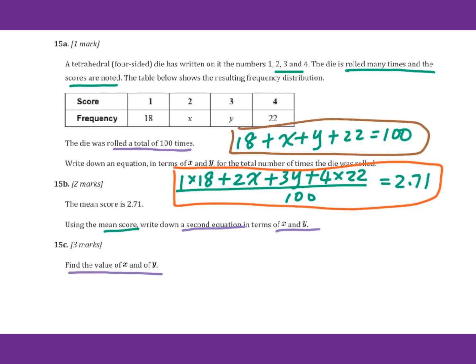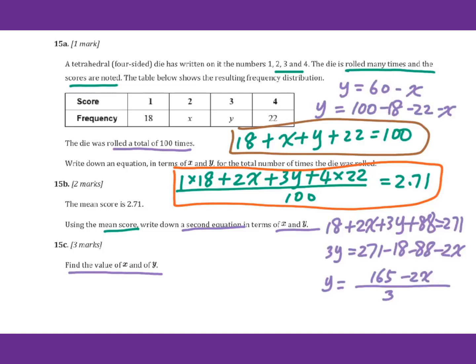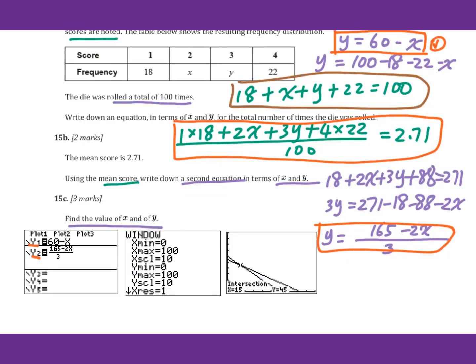15C, find the value of x and y. First of all, you have to change each equation into y equals form, because we're looking for x and y, so we have to solve this system of equations. This is one. Then the other one, you will get this. So we go to the calculator, plug in. We put y1, y2. Then we set a window like this.